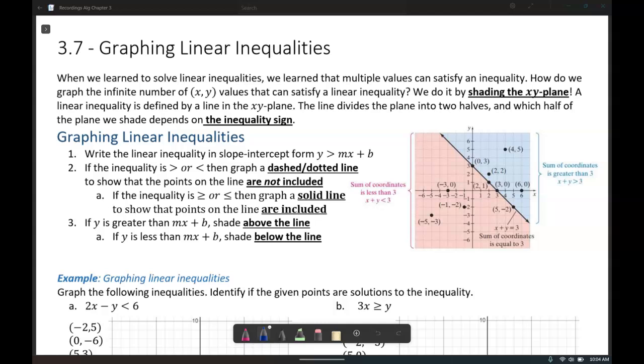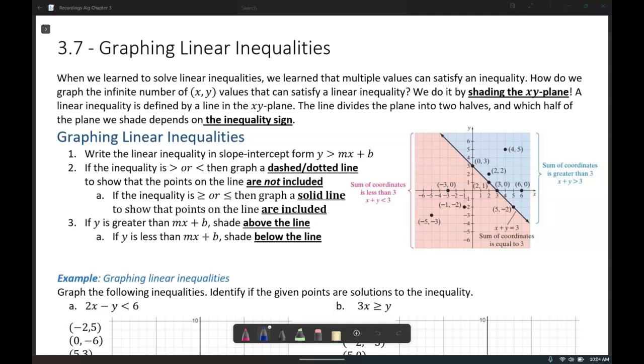If we have a less than or greater than sign, we're going to use a dashed or dotted line as our boundary to indicate that the points on the line are not included in the solution set. However, if we have a greater than or equal to or a less than or equal to, then we will use a solid line as our boundary to show that the points on the line are included.